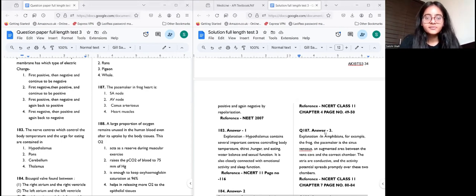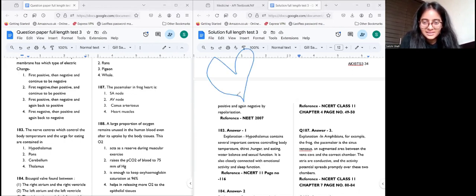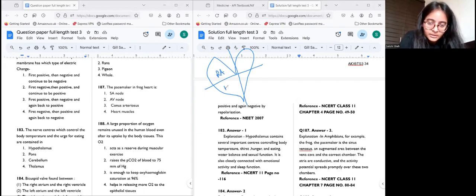The bicuspid valve is found between. Let me just draw this and explain it to you all. So, this is our heart. I'm not that good at drawing, please spare me. Let's divide it into 4 chambers. We have the right auricle or right atrium, the right ventricle, the left atrium, and the left ventricle.